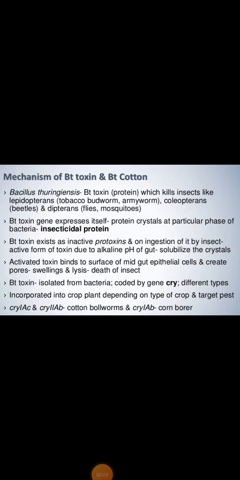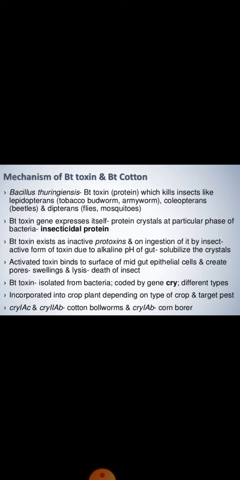Now students, today in this lecture we will discuss a very important topic of the chapter biotechnology and its application, and the topic is mechanism of Bt toxin and Bt cotton. As we all know, biotechnology has a very vast application in agriculture, in the production of pest resistant, insect resistant plants. These are all prepared with the help of biotechnology.